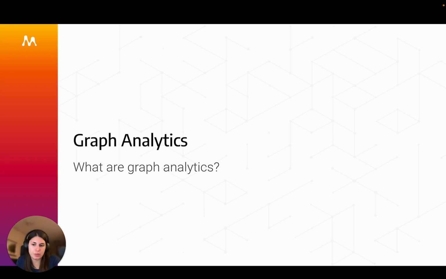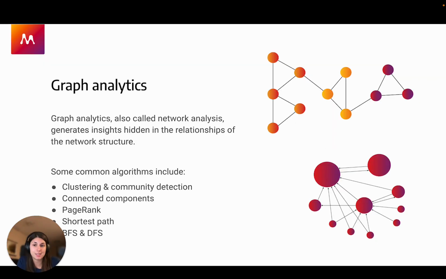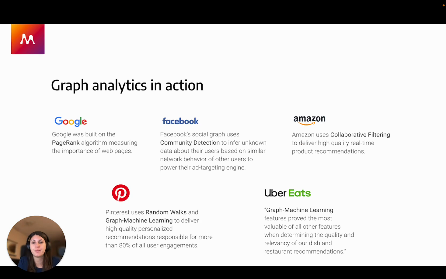So I mentioned a couple of things about graph algorithms on different graph use cases. So what are actually graph analytics? Graph analytics, also called network analysis, generate insights hidden in the relationships of the network structure. Some of the most common algorithms are clustering and community detection, connected components, PageRank, shortest path, BFS, and DFS.